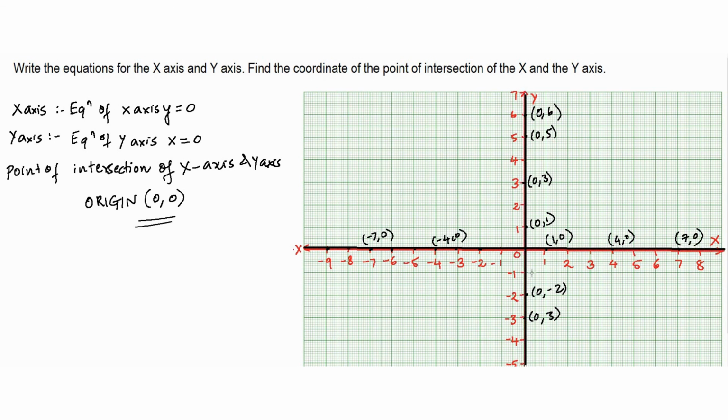There's only one point where these two lines intersect, and that is the origin. The coordinate of the origin is 0, 0. So again, pausing for a few seconds before moving on to the next one.